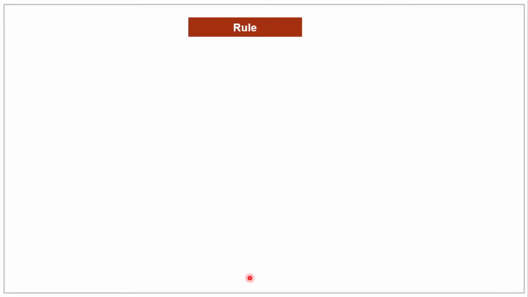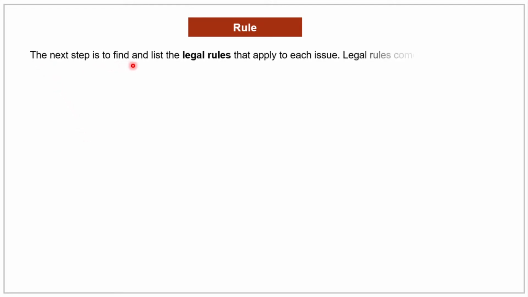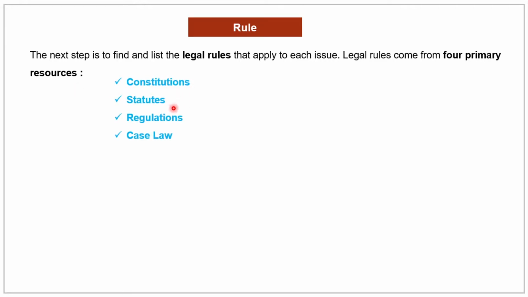Let's now come to the second aspect of the IRAC formula, that is rule. The next step is to find and list the legal rules that apply to each legal issue. Legal rules come from four primary sources. Number 1, constitutions. Number 2, statutes. Number 3, regulations. Number 4, case laws.